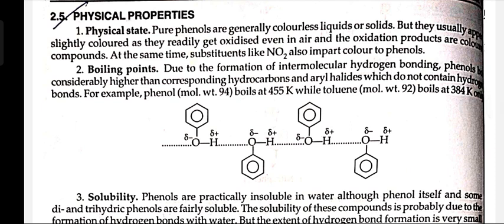Physical properties of phenol. Physical state. Pure phenols are generally colorless liquids or solids, but they usually appear slightly colored as they readily oxidize even in air, and the oxidation products are colored compounds. At the same time, substituents like NO2 impart color to phenols. Boiling points. Due to the formation of intermolecular hydrogen bonding, the boiling points of phenols are considerably higher than the corresponding hydrocarbons and aryl halides, which do not contain any hydrogen bonds.